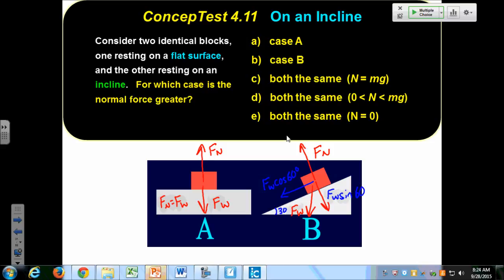So my normal force is going to equal this force, which is some fraction of the weight. A sine is always less than 1. So in that case, the normal force is less. So A is the right answer, that the normal force in case A is bigger. You with me on this? Yes?